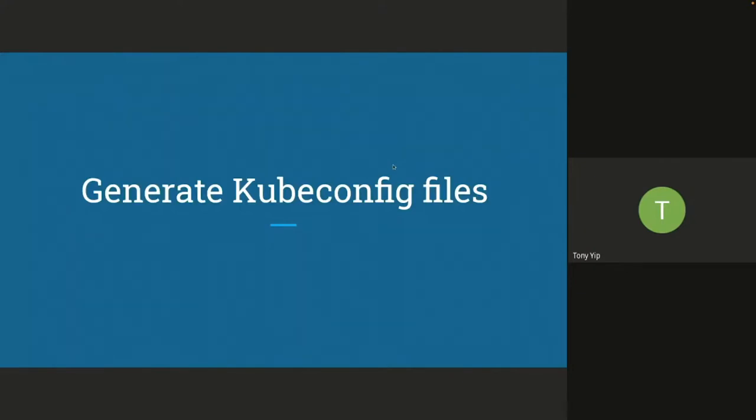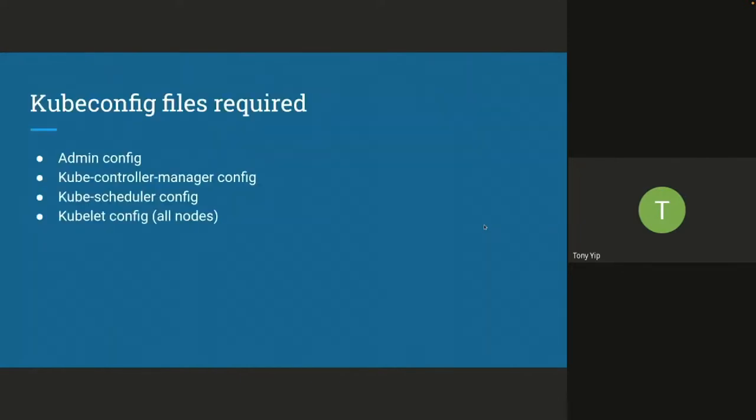So after that, we have to generate the certificates. Some of them will need to be embedded into, or linked into, the config file. So we have three config files for each control plane, including the kube controller manager, kube scheduler, and kubelet. And then we have the admin config for ourselves to access with kubectl. Just remember to generate all Kubernetes configs for all the nodes.